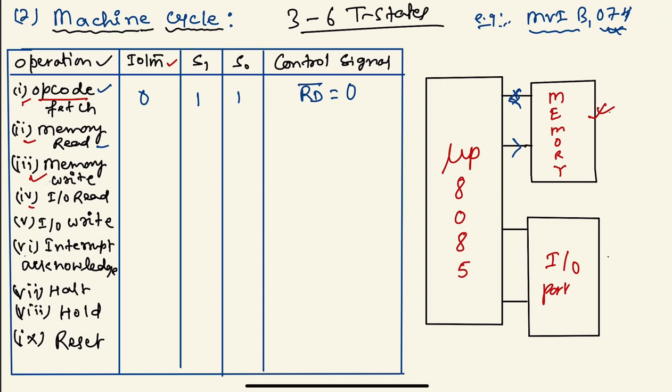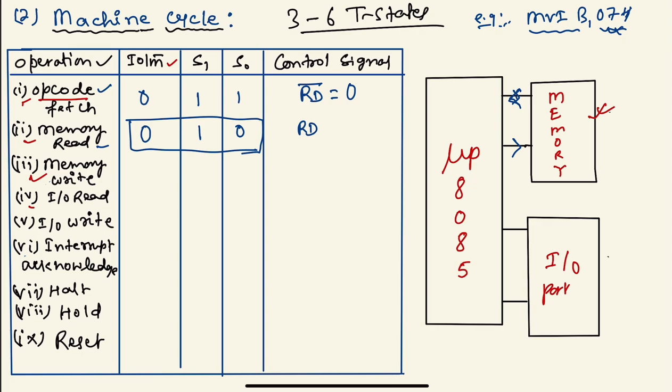So IO/M bar must be 0 here also. To differentiate this reading from the opcode fetch operation, the status signals must be different from 1 1. Here, the status of S1 is 1 and S0 is 0. If this status appears on the S1 and S0 signals along with IO/M bar, we can say the microprocessor is reading data, which is called an operand, and in this case also the control signal will be read bar only.